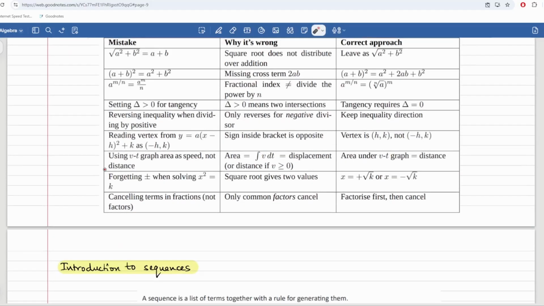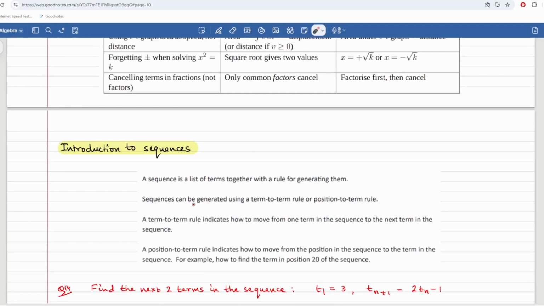Let us move into the last section. The main part of sequences and series is in M2. In M1, you just have the definitions and the two ways of writing a sequence: the term to term rule and the position to term rule. Position to term rule is the more common one, in which you are given the sequence in terms of n. So you are literally told how the sequence will evolve up to position n.